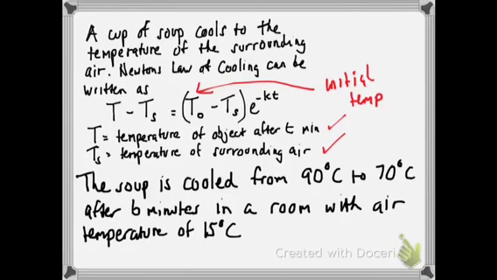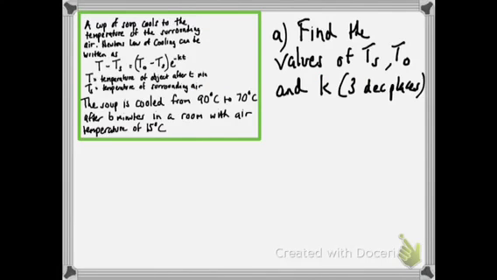And we're told here the soup is cooled from 90 to 70 after 6 minutes in a room with air temperature of 15 degrees Celsius. Now, I haven't looked at the question yet. In fact, the question asks the values of Ts, T naught and T, and k to 3 decimal places. Well, let's have a look here. T is the temperature of the object. Okay, so we will have to find that out later on. But Ts, okay, is the temperature of the surrounding air, and that's going to be 15 degrees Celsius. So Ts is 15 degrees Celsius.